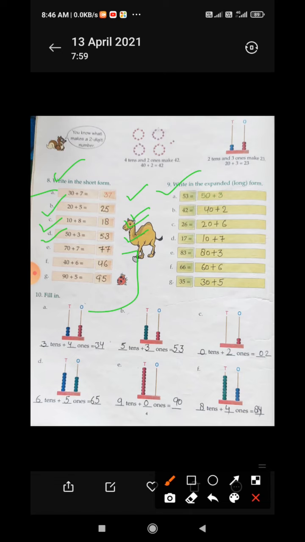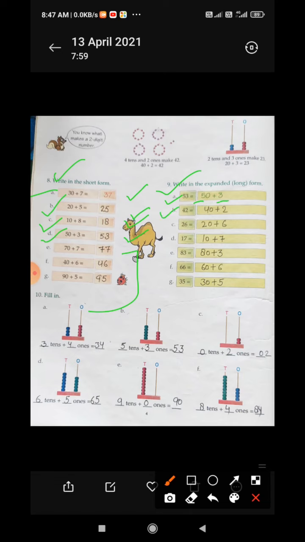Now question number 9. Here you have to write in long form or you can say expanded form. Here the question is in short form, you have to expand it. The A part is 53. Now write in expanded form. 5 is on tens place, so write here 50. Now put plus sign. 3 is on ones place, write here 3.